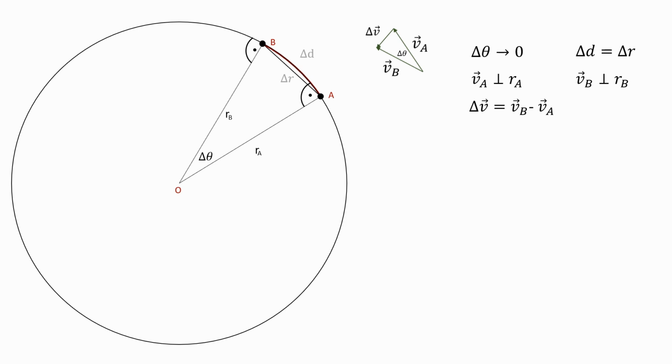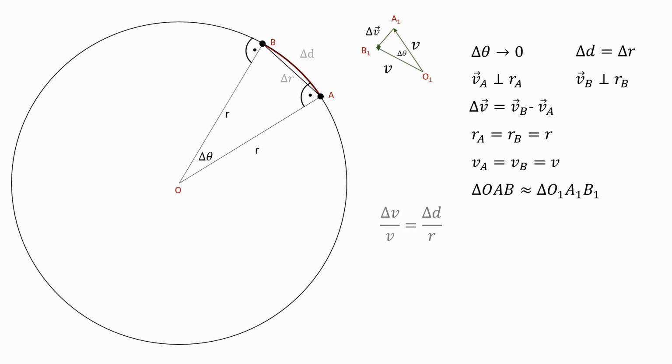Since radii RA and RB are identical, we denote them both as R. The same applies to velocities VA and VB. Triangles OAB and O1A1B1 are isosceles triangles. Additionally, due to the equal angle delta theta, they are similar. The ratio of sides in one triangle equals the ratio of corresponding sides in the other triangle.